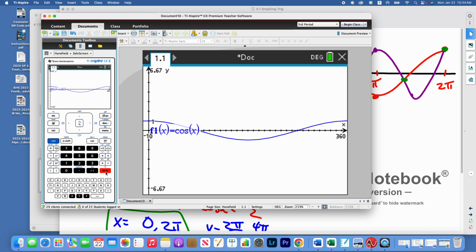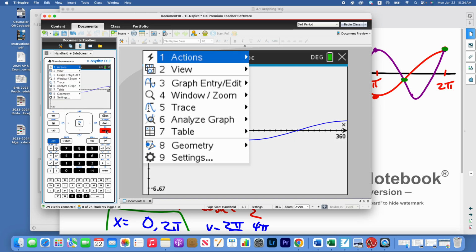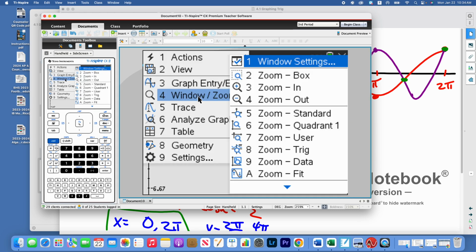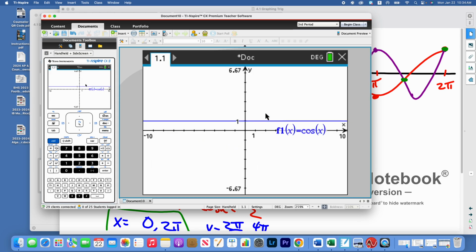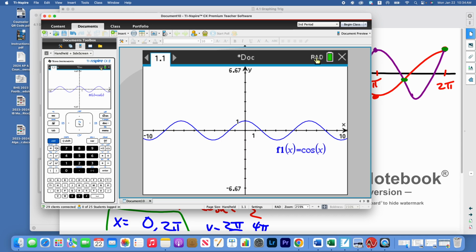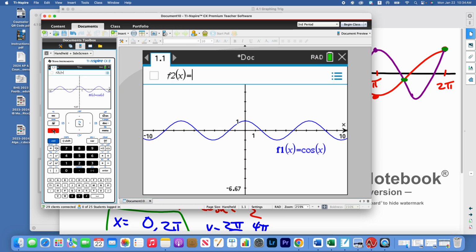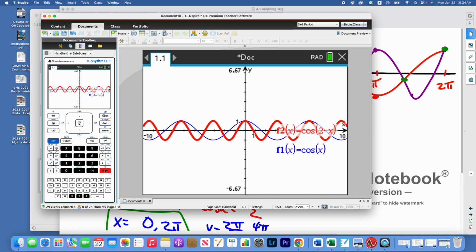Now, that's a lot of work in my opinion. So a lot of times I like to just stay in my standard window and just change to radians. So that's the first one. I'm going to hit tab. I'm going to go trig and I'm going to go cosine. And now I'm going to put 2x in. So now I did the other side of the equation into F2. So when I do that, there is my answer.